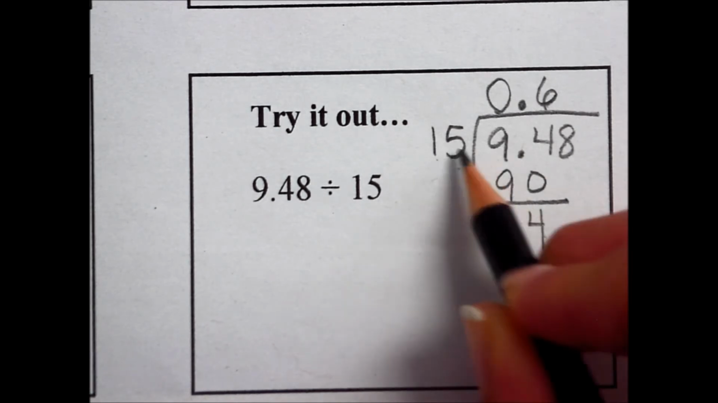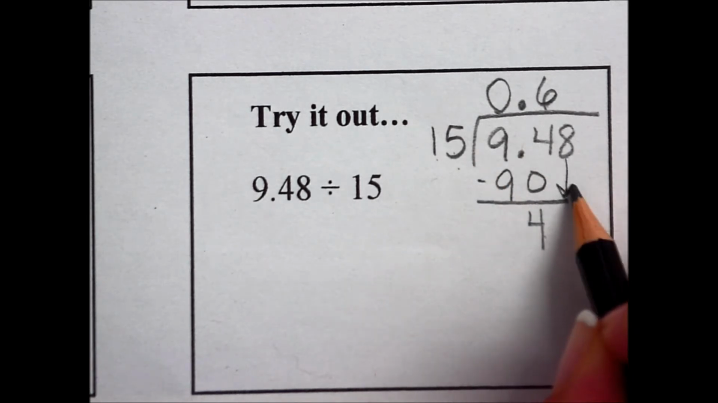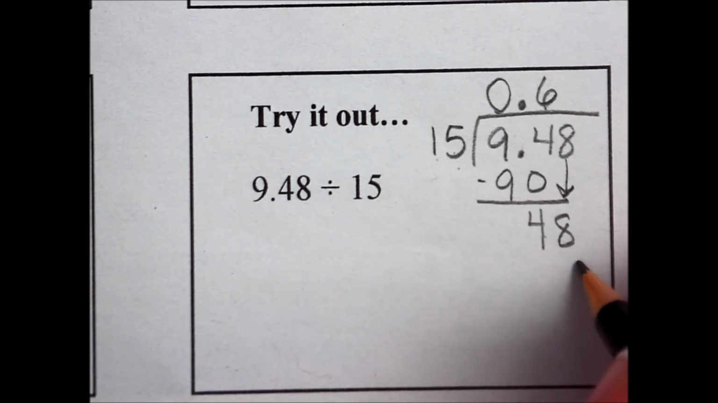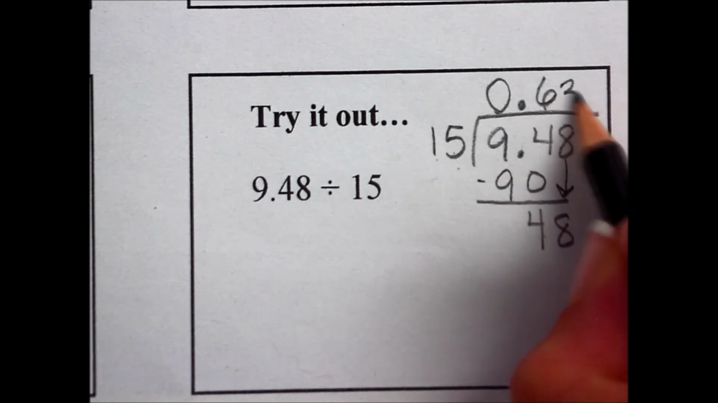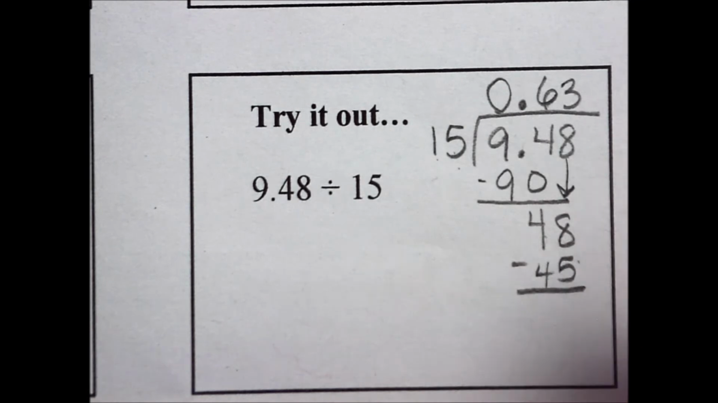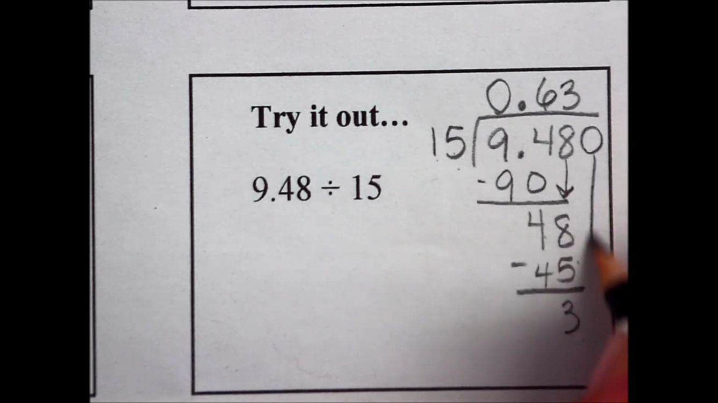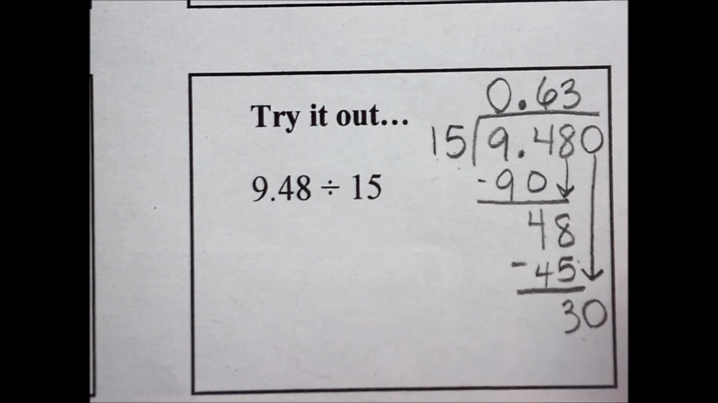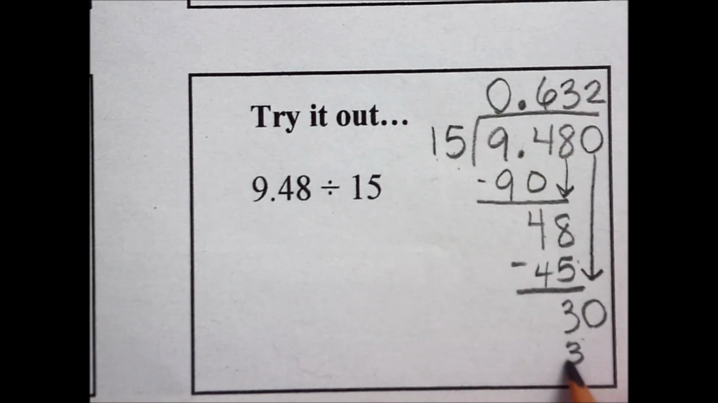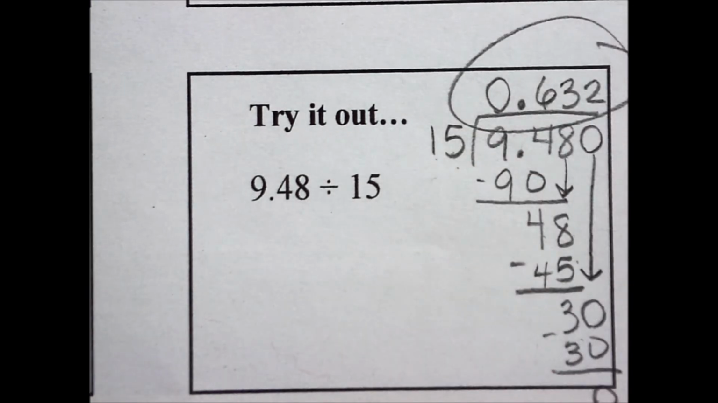Compare. 4 is less than 15. Bring down. Now I'm taking 15 into 48. 15 will go into 48 3 times. 3 times 15 is 45. Subtract. 48 minus 45 is 3. All right, we're not finished with this problem. We'll add a 0. Bring down. Now 15 will go into 30 2 times. 2 times 15 is 30. Subtract, remainder 0. And we have our final answer.